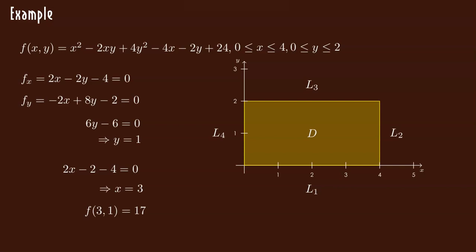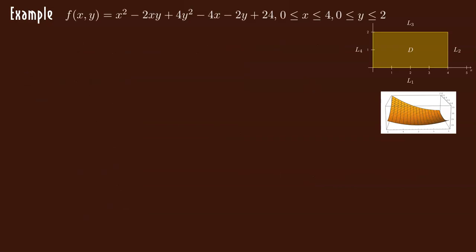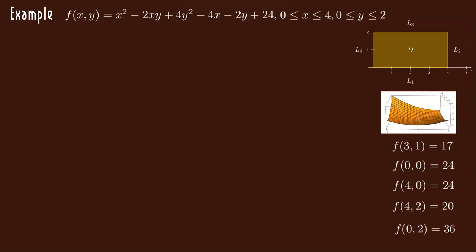Now what we have to do is check along the boundary. First, I'm going to check the corners, because I know those are all critical points. So f(3, 1) we know is 17. We have f(0, 0) is 24. f(4, 0) is 24 also. f(4, 2) is 20. And f(0, 2) is 36.